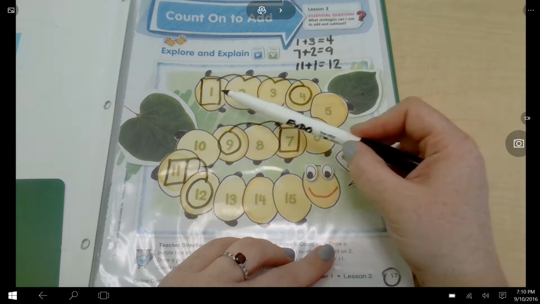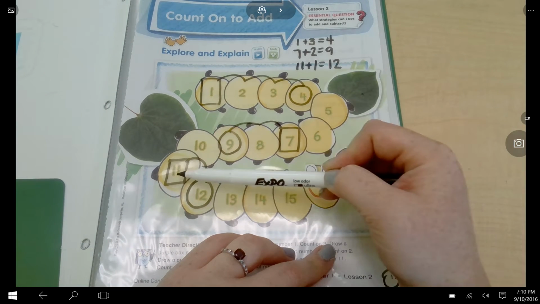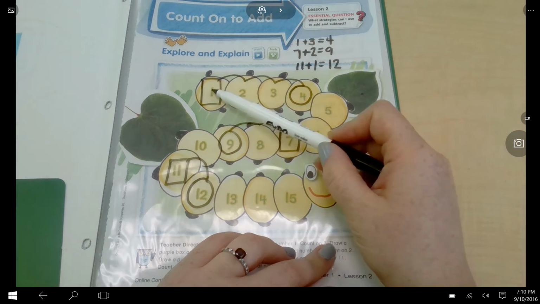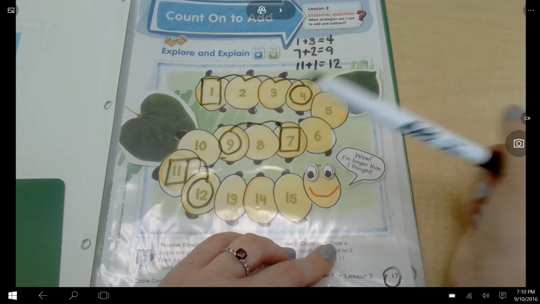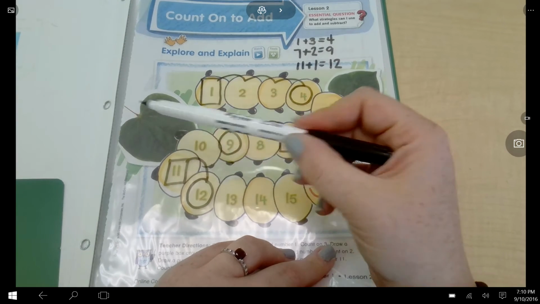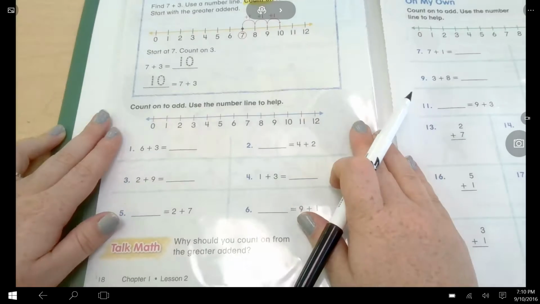So your paper should look like mine when you move on. It should have the humps, a box around 1, a box around 7, a box around 11. You should have humps connecting the 1 to the 4, humps connecting the 7 to the 9, and 1 hump connecting the 11 to the 12. Because we are counting on to add. Let's look at the next page.